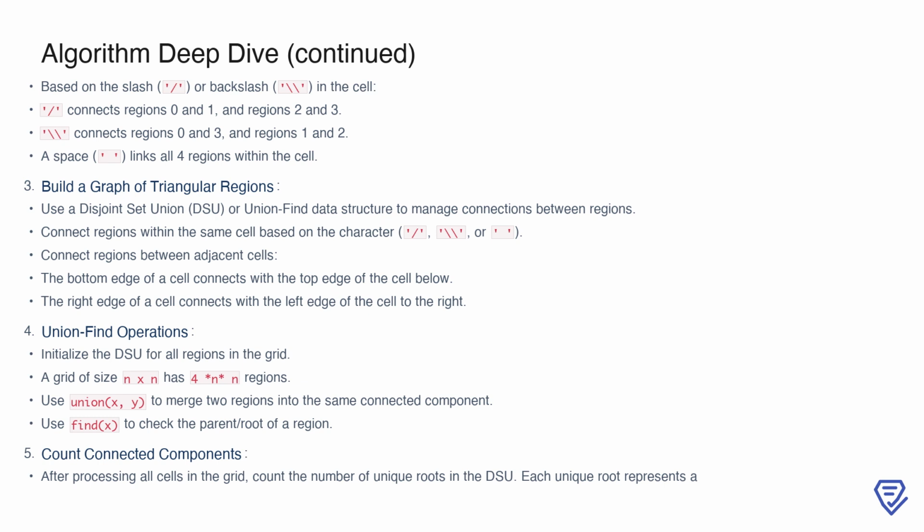We start by connecting regions within each cell based on its character. Then, we extend these connections to adjacent cells. For example, the bottom edge of one cell connects to the top edge of the cell directly below, and the right edge connects to the left edge of the cell to its right. This ensures that connectivity is maintained across the entire grid.